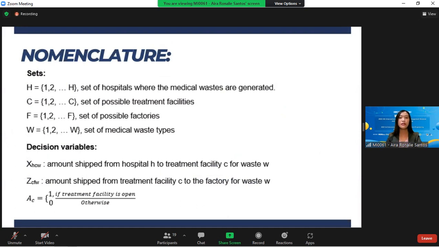The following are the sets in this model. So H is the set of hospitals where the medical waste are generated. C for the set of possible treatment centers. F is the set of possible factories. And W is the set of medical waste types. The decision variables are X_HCW equals the amount of medical waste shipped from H to C for waste W. Y_CFW is the amount of medical waste shipped from C to F for waste W, and the binary decision variable A_C, where 1 if the treatment facility is open and 0 if otherwise.